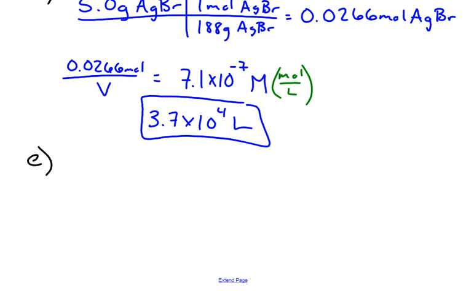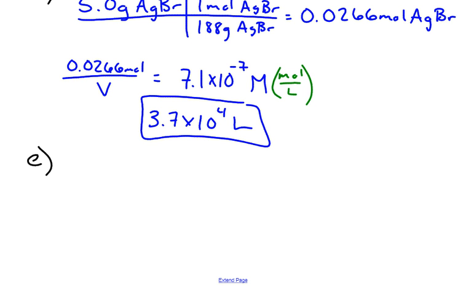So before I leave, I just want to say one more time: the Ksp earlier found us this value, 7.1 times 10⁻⁷. What that means is that's the maximum molarity, regardless of volume, that can be reached of AgBr. Can't get any more concentrated than that. And that's been determined by other people for us already.